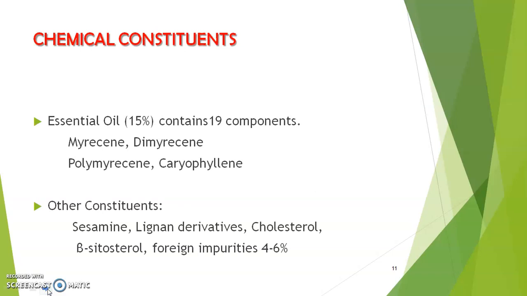Chemical constituent: essential oils 15%. It contains 19 components. It includes myrcene, dimyrcene, polymyrcene, caryophyllene. Other constituents are sesamin, lignan derivatives, cholesterol, beta-sitosterol. Foreign impurities are about 4 to 6%.